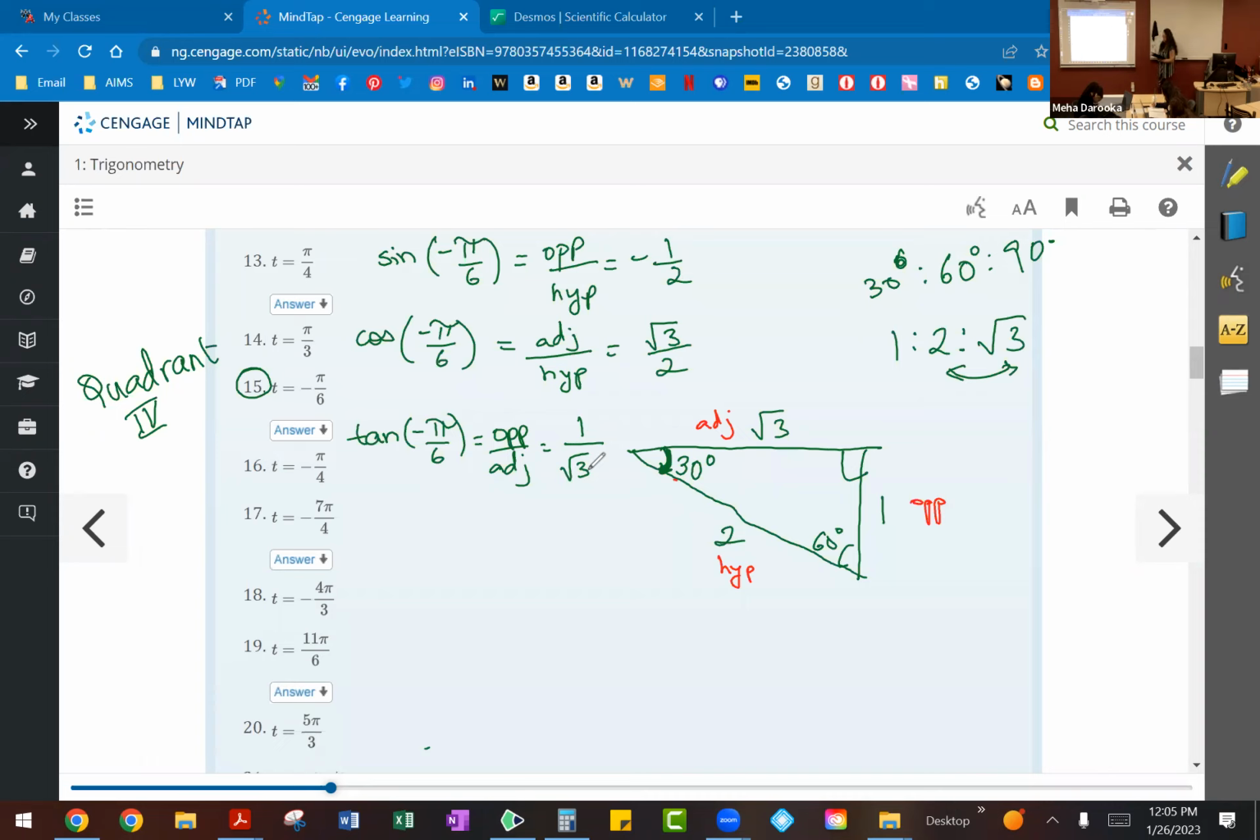Now, let me ask you this, will this be positive or negative? Negative, because even if you think about x and y values, one of those is negative, one of them is positive. But if you also think about tangent being the ratio between sine and cosine, if one of them is negative and the other is positive, your negative sign will stay. So it's actually going to be negative. And then, yeah, rationalizing your denominator will make it negative square root of 3 over 3. Perfect. So we have the 3 main functions.